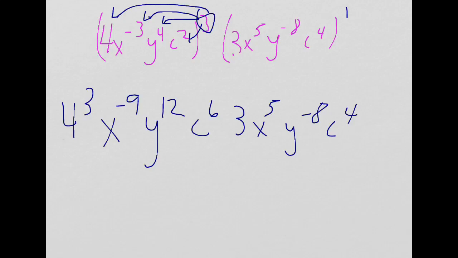I can only multiply them together if they're the same letter or they're both a number. So I can multiply 4 to the third and 3 together. 4 to the third is what, from your sheet that you had on your test Monday? You remember? 4 to the third is 64. And 64 times 3, you can work it as 192.